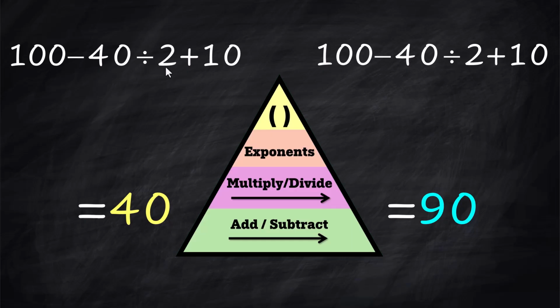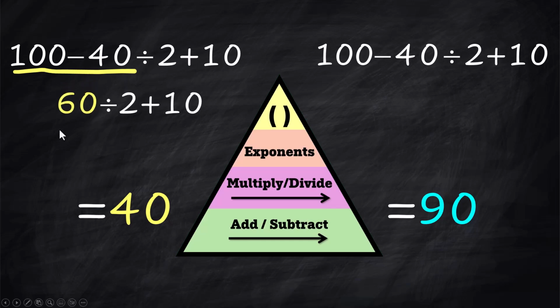100 minus 40 divided by 2 plus 10. If this person started with the 100 minus 40, they would get 60 divided by 2 plus 10. Then do the 60 divided by 2. You get 30 plus 10, and that gets you the 40.